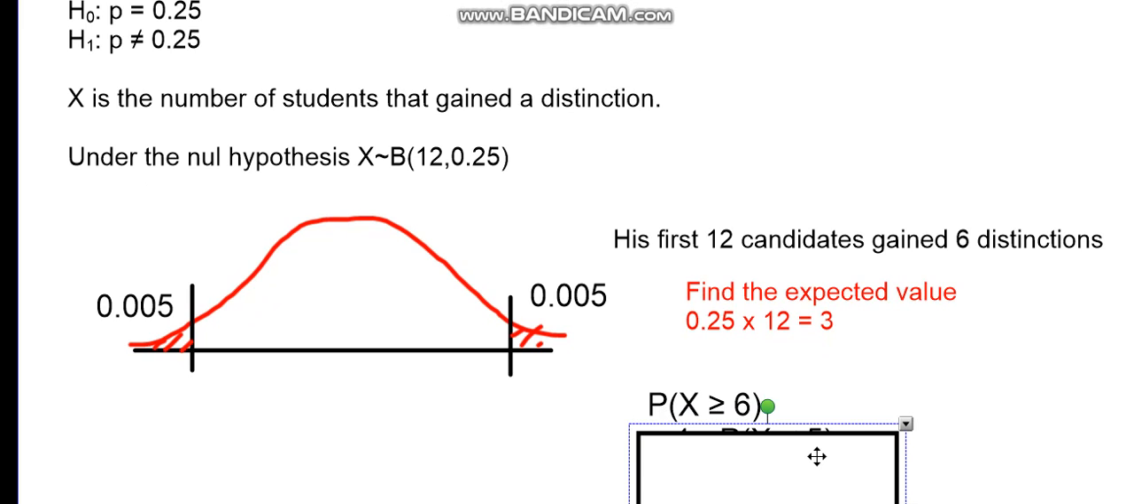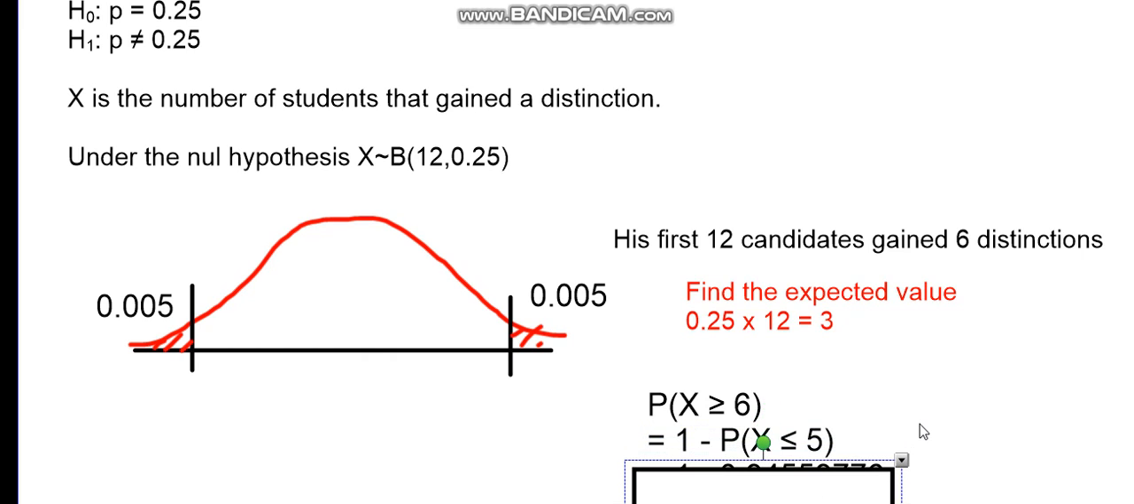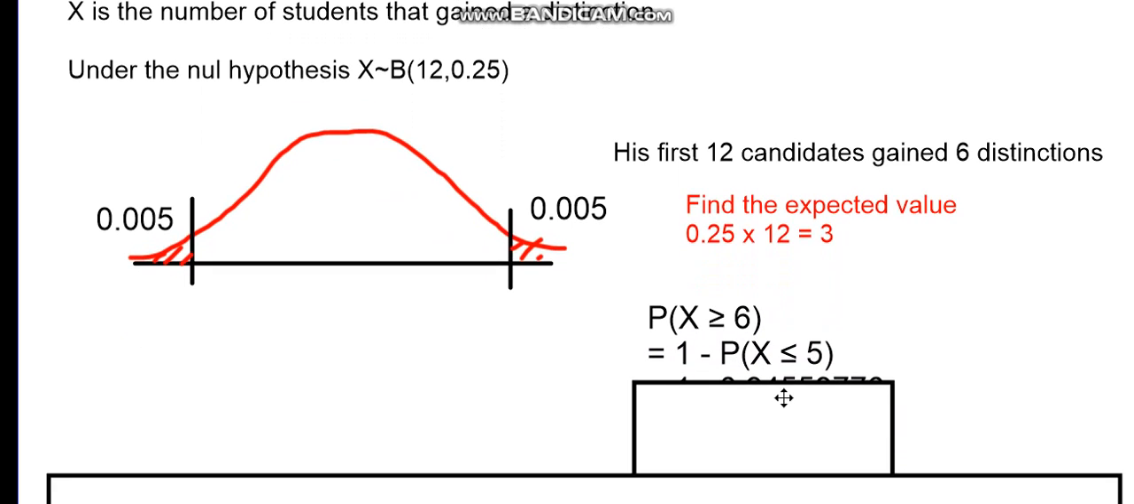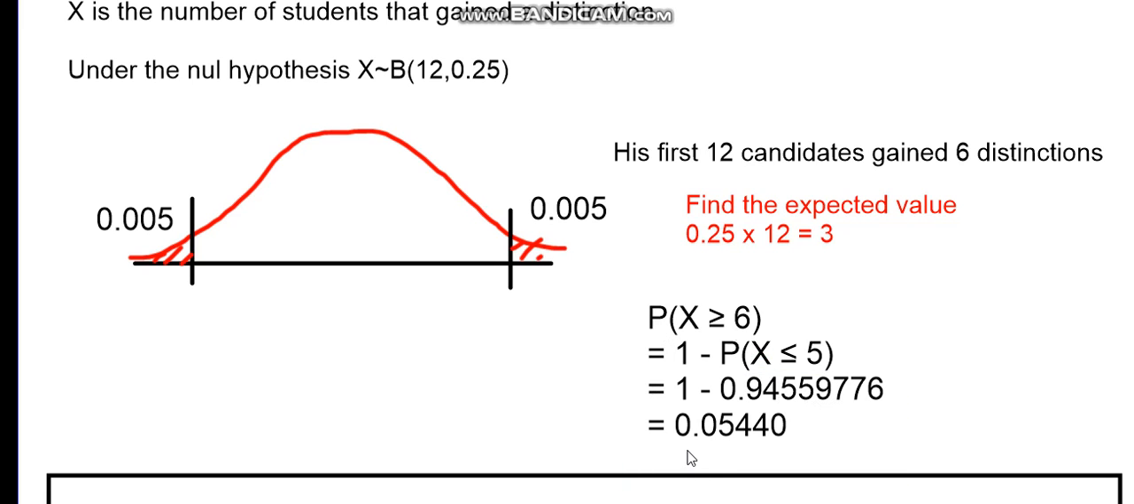So, looking at the probability being greater than or equal to 6, we can't do that on our calculator directly, so we have to look at 1 minus the probability X is less than or equal to 5. Well, less than or equal to 5 is 0.94559. So greater than or equal to 6 is 0.05440. So that's a small probability, but how does it compare with this probability? Well, this one, 0.05, is bigger than 0.005.